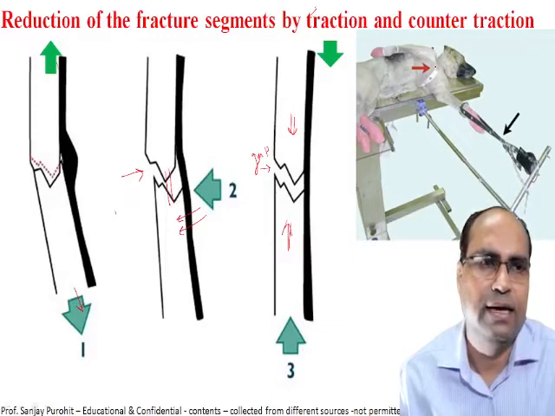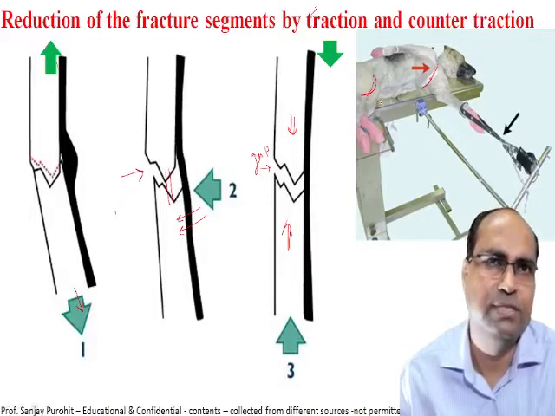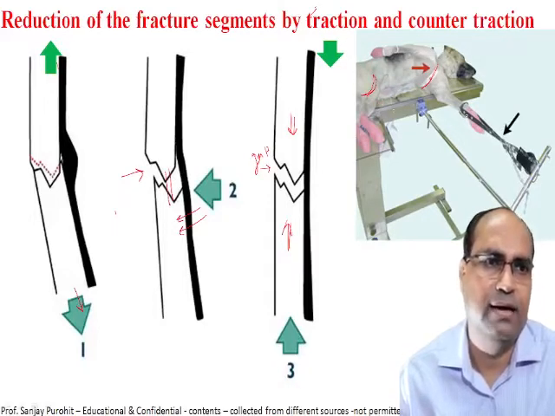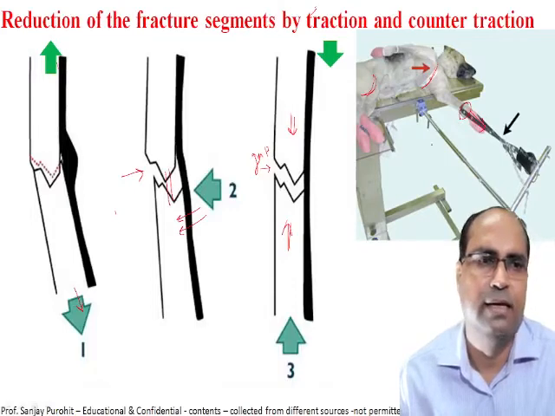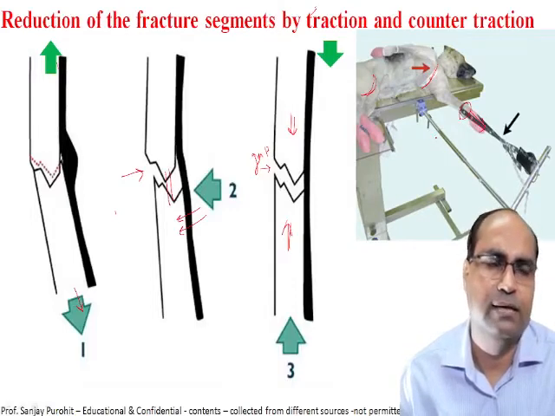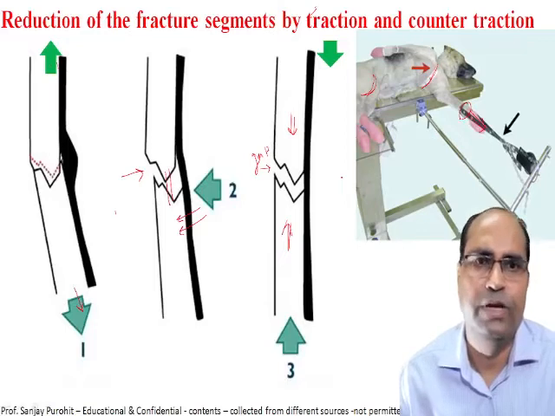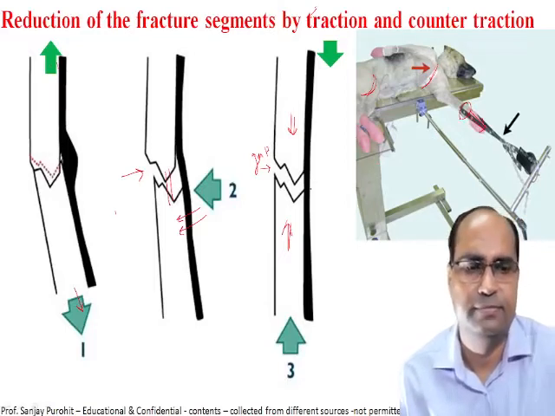In this picture, the traction and counter traction are applied. One rope is put around the axillary or the groin region as per the fracture location, that may be in the forelimbs or in the hind limbs, and another rope is put around the paw or fetlock joint of the animals and pulled in opposite directions. And traction and counter traction are applied to reduce the bone segment.